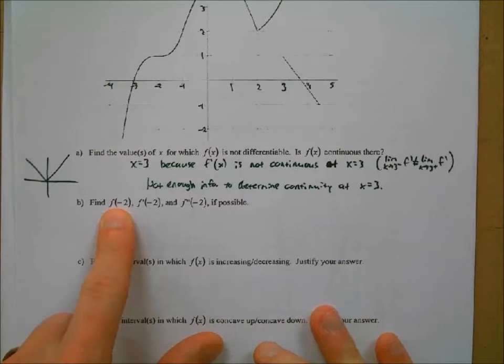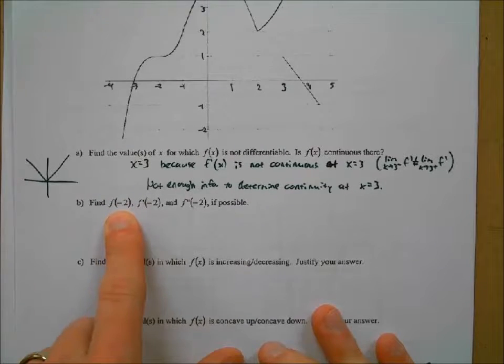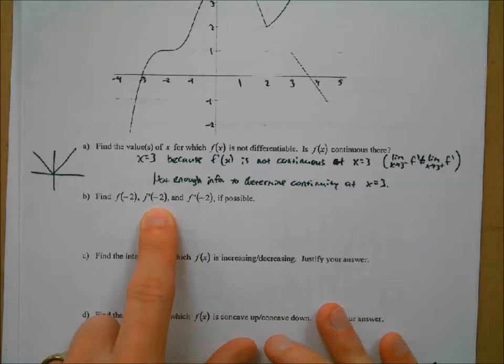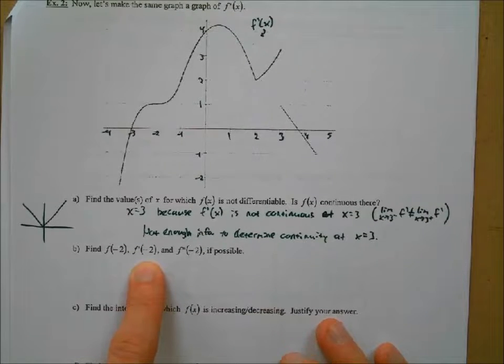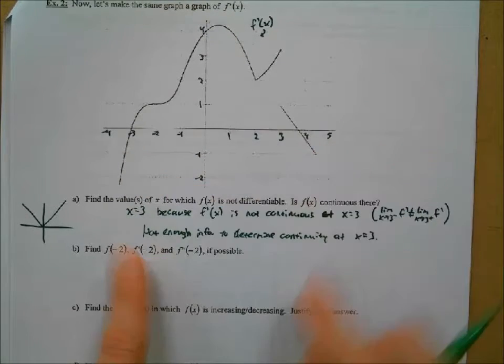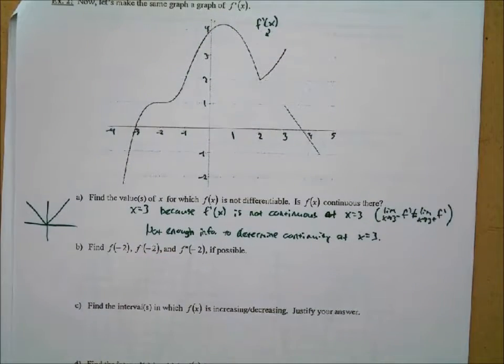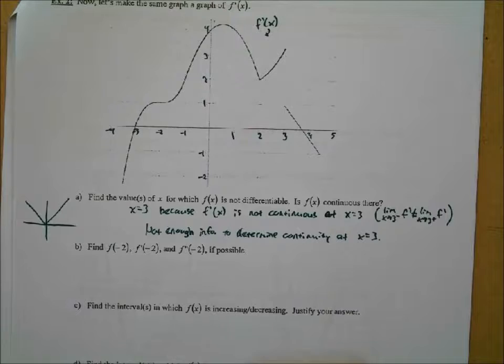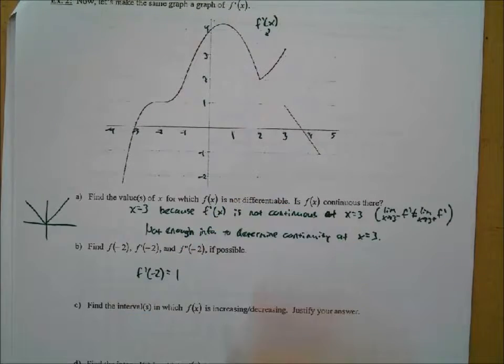So now we're supposed to find these three values here if possible. So we'll hold off on f of negative 2 for just now. Let's do the easy one. What is f prime of negative 2? According to our graph here, what is the value of f prime? Again, this is the graph of f prime. What is the value of f prime at the x coordinate negative 2? 1, right? So f prime of negative 2 equals 1.